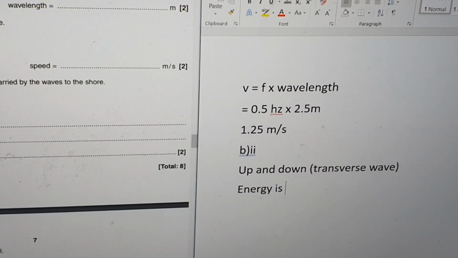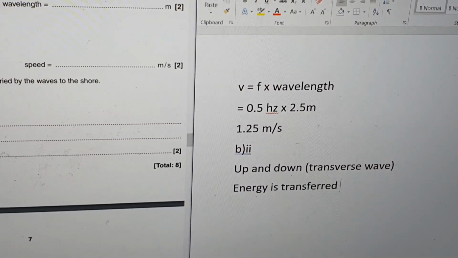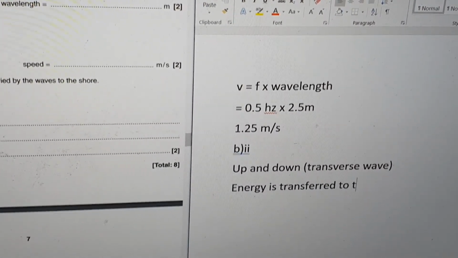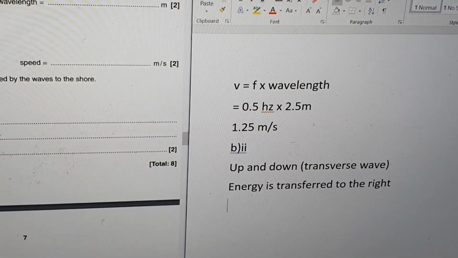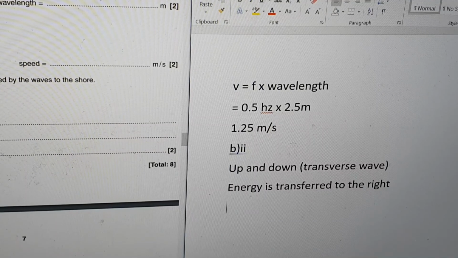Energy is transferred to the right. So it's only moving up and down. Energy is transferred to the right.